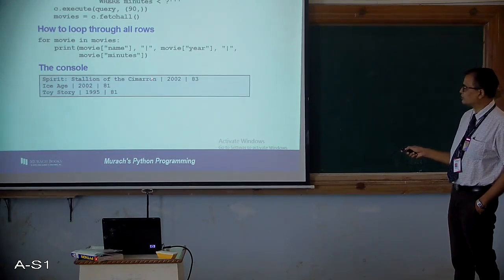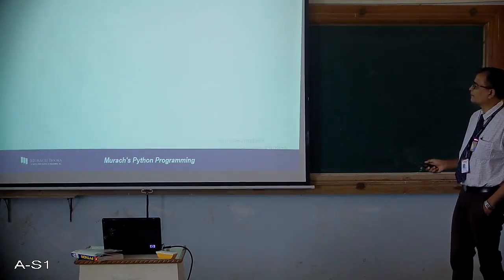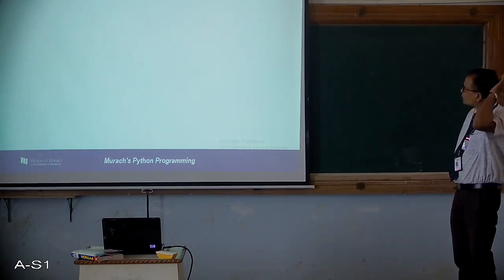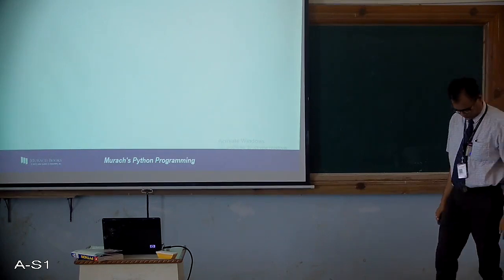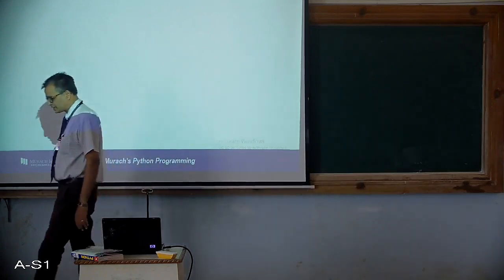Okay, so this is the name of the movie, this is the year of release, and this is the duration in minutes. So this is how it is done. The commit method is called on the connection object. Commit is the most important function. You know what a commit operation is in a database; you have already studied it.